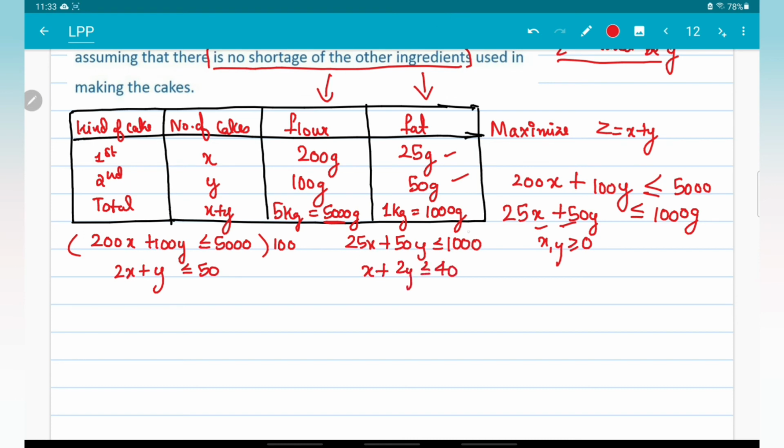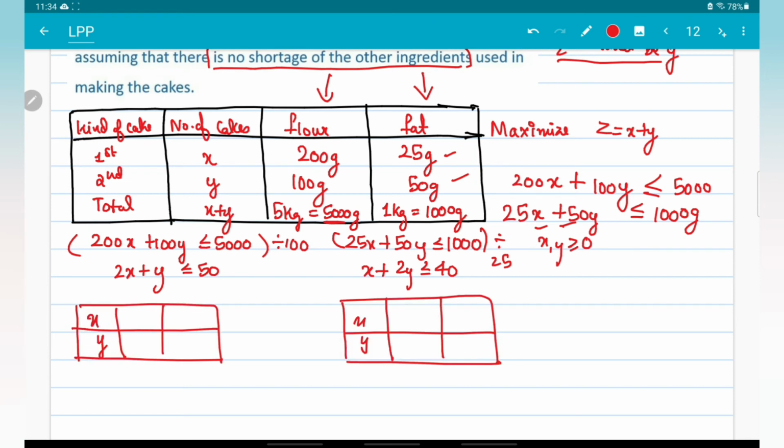If I divide the first one by 100 and this one by 25, I'm going to get x plus 2y less than or equal to 40. So that is how I got my two constraints in a simpler form, and now I'm going to plot them, as usual.